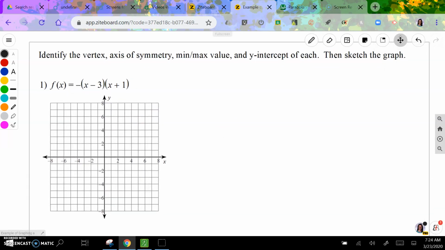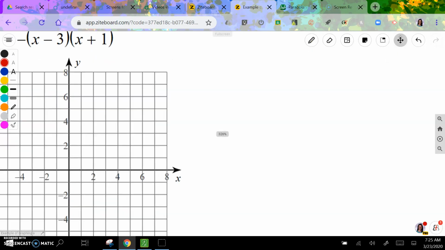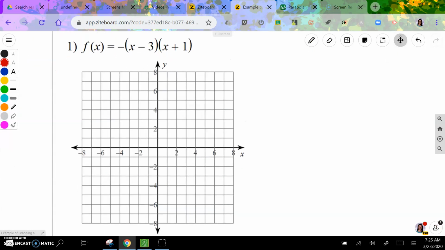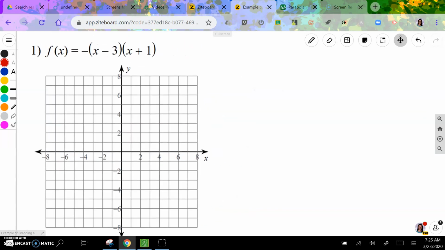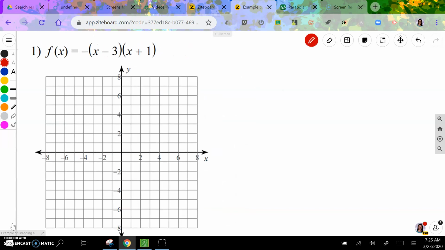I am just going to lock it, so it doesn't move. Before we identify the vertex and axis of symmetry, we're just going to focus on the zeros and what each one tells us about the graph. The first factor that we have is x minus 3, and the x value that makes it equal to 0 is going to be 3.